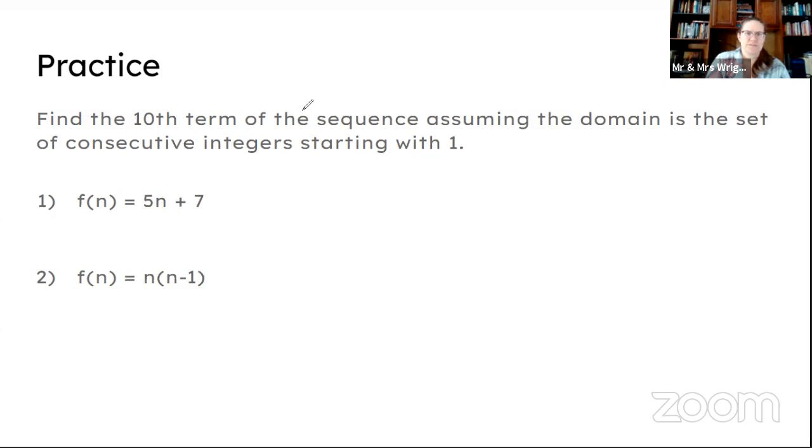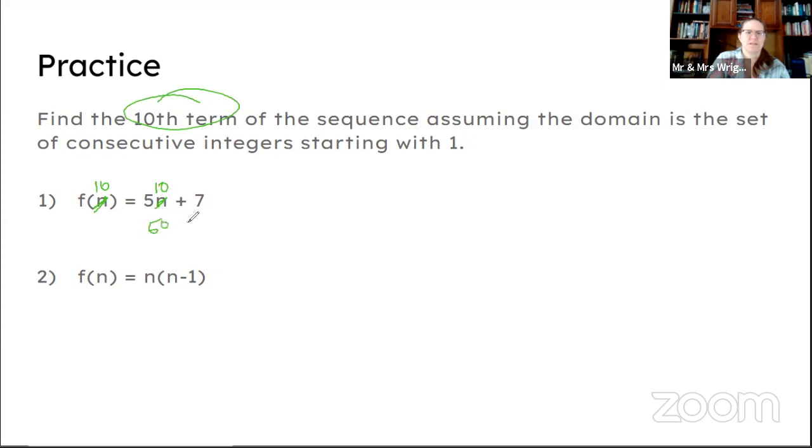All right, they just want us to figure out what the 10th term is. All that means is we're going to plug 10 in wherever we see an n. Okay, so f of 10 is 5 times 10 is 50 plus 7. F of 10 is 57. That's number 1. All right, in this case, we're going to plug 10 in wherever we see an n. Okay, so in this case, we have 10 minus 1 is 9. So 10 times 9. So f of 10 is 90.